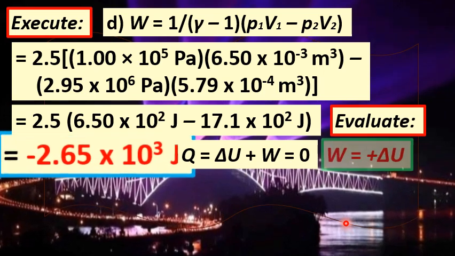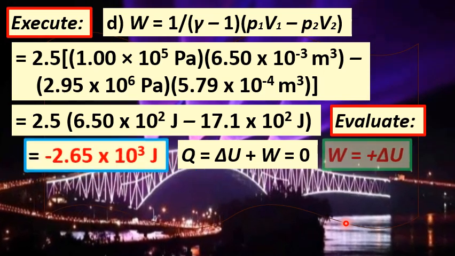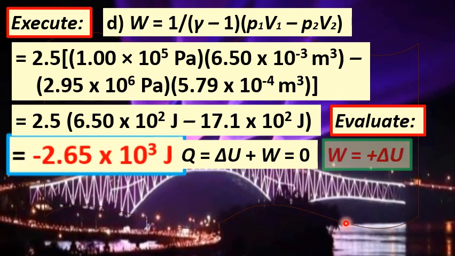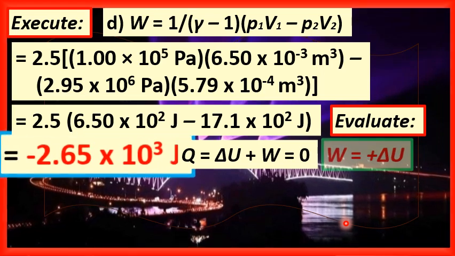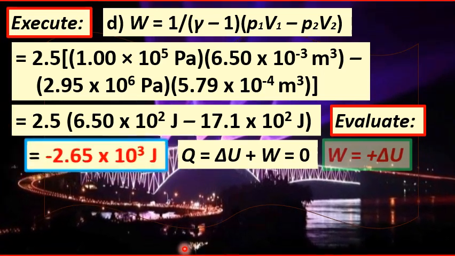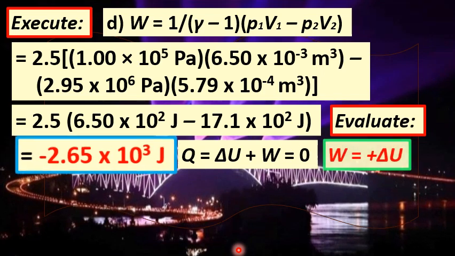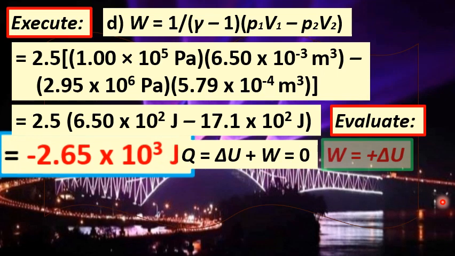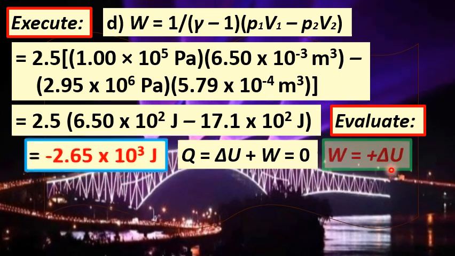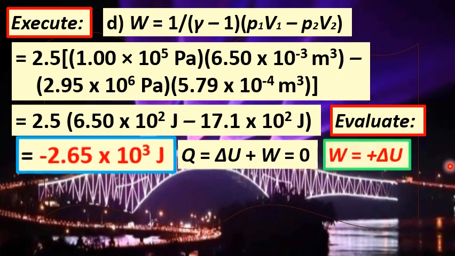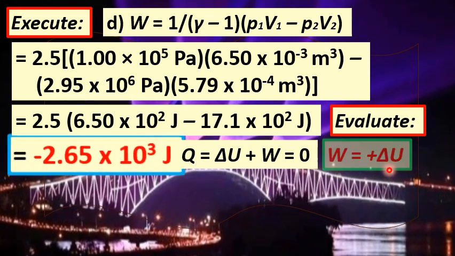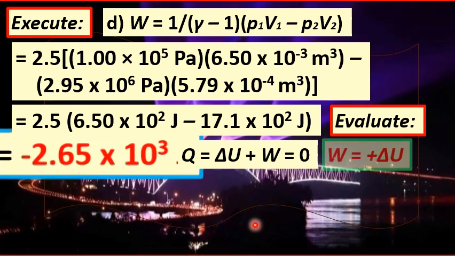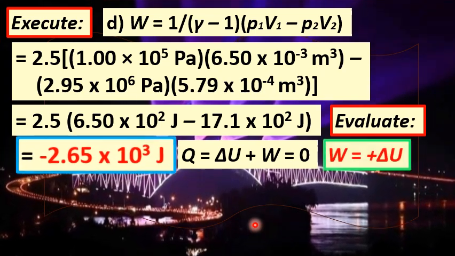So, in this adiabatic compression, the negative work is equal to an increase in the internal energy of the gas, an increase in the internal energy of the gas because delta U is positive. And this is also associated to an increase in the temperature of the gas.